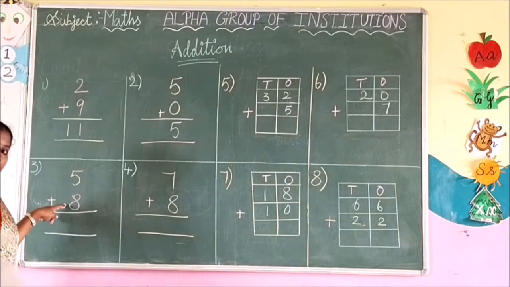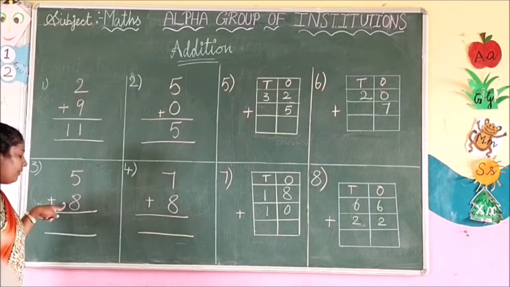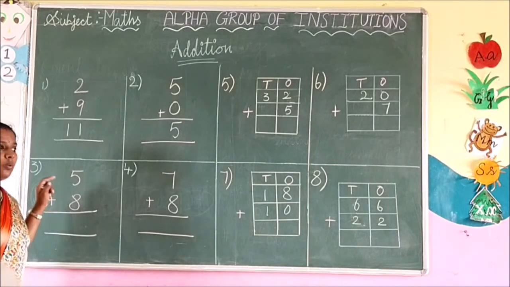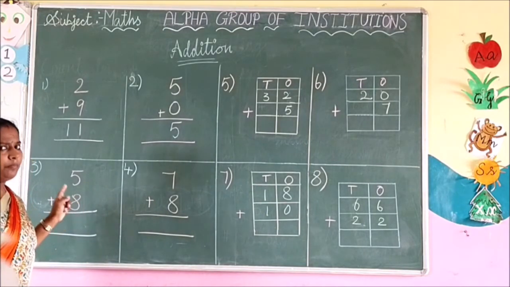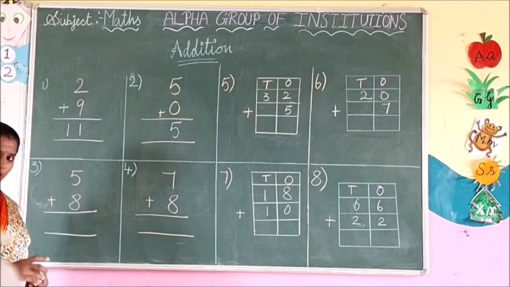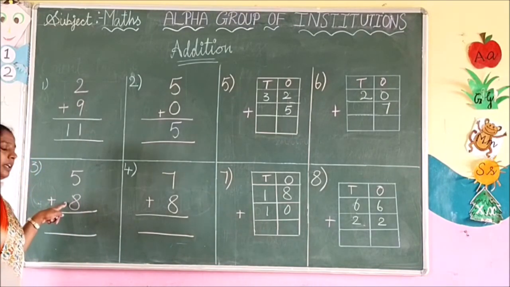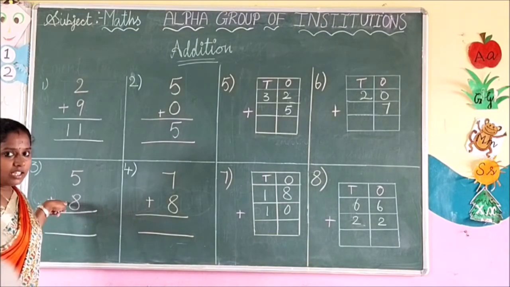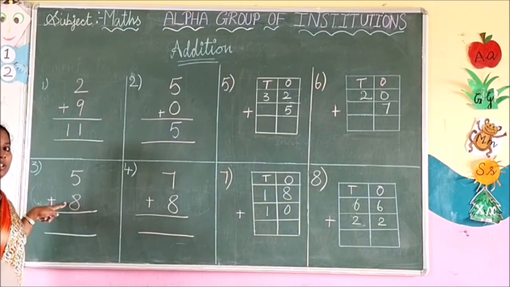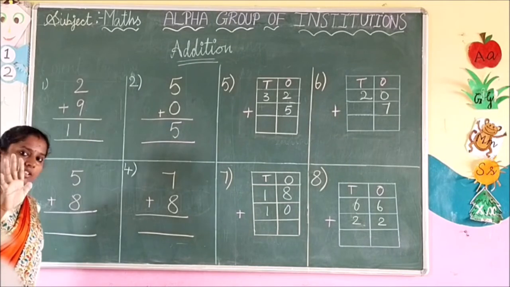5 plus 8. We're going to add 5 and 8. So what can we do? We can keep the bigger number in the mind, the small number in the finger. Here the bigger number is 8. So 8 in the mind, 5 in the finger.